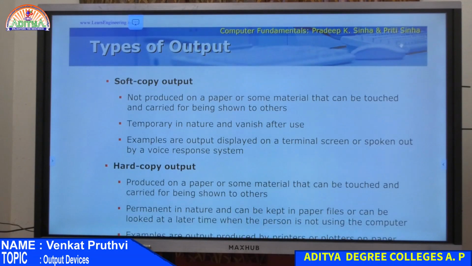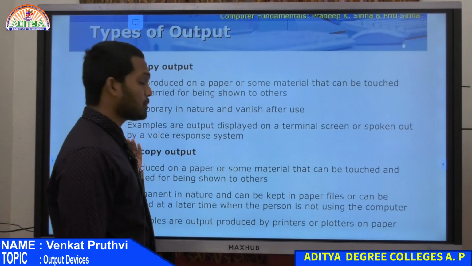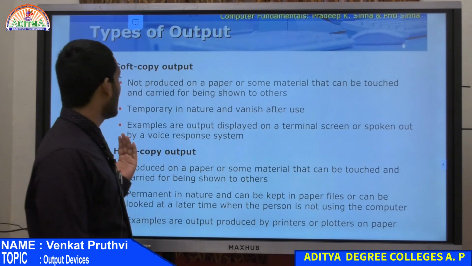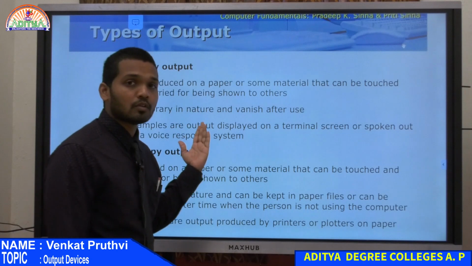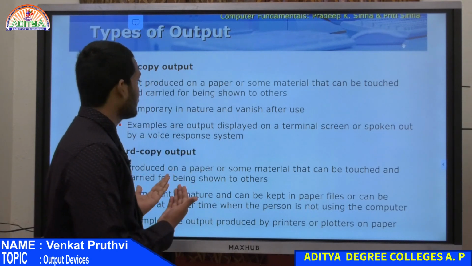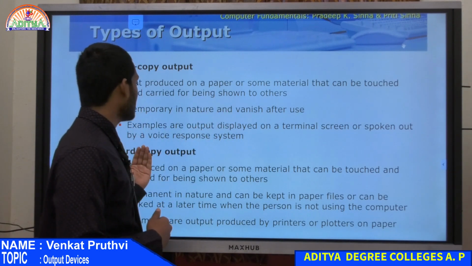So, what are the different types of output units we have? The first one is soft copy output and the next one is hard copy output. These are the two different types of outputs we have. Soft copy output, we all know what it is. That is temporary and kind of volatile. It will vanish after the use.